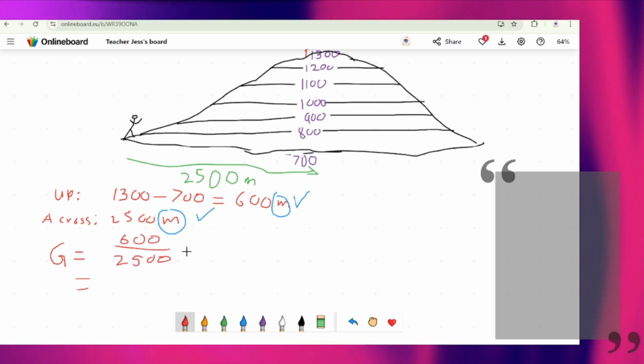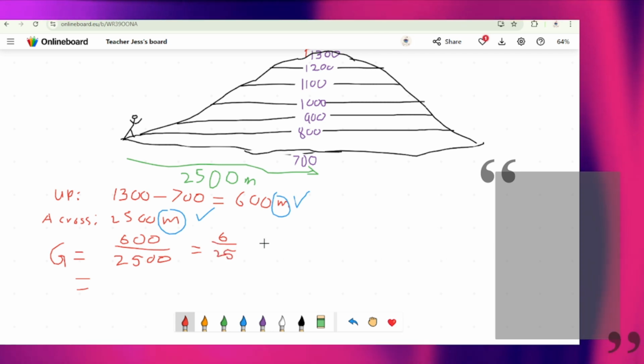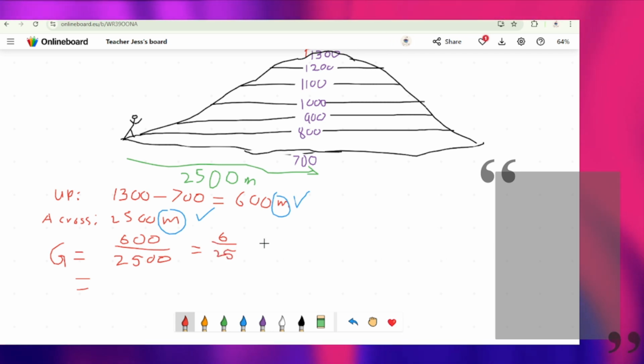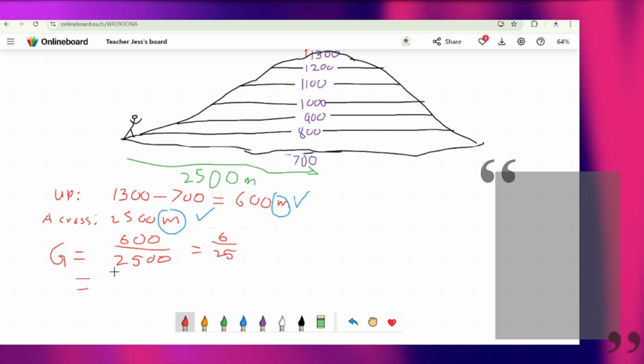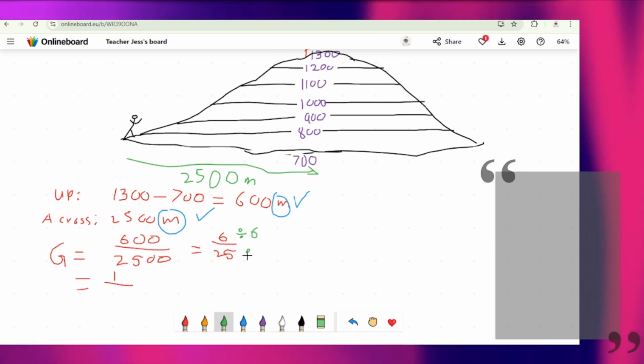We can simplify this to just 6/25. And then we want our answer as a 1/something. So this needs to be a 1, which means that we need to divide both of them by 6, right? And then what we do on the one side, we do on the other side. Yay, the first law of maths.